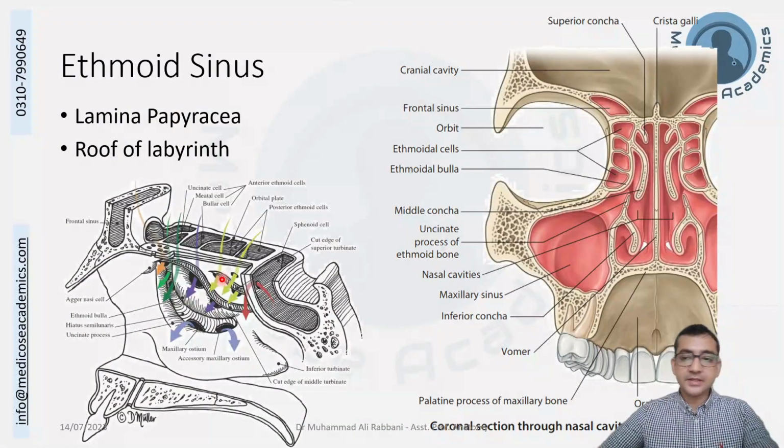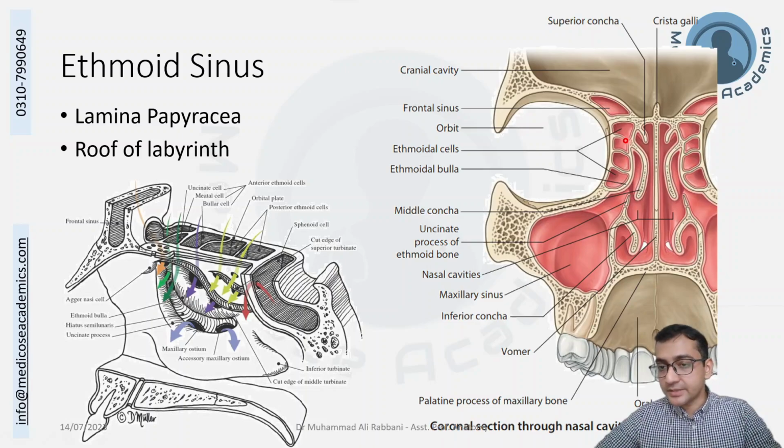Okay, next there is ethmoidal air sinuses. First, let me show you on this picture. Ethmoidal air sinuses are present in the lateral wall of the nasal cavity. This is the wall of the nasal cavity, on the lateral aspect of the nasal cavity, and on the medial aspect of the orbital cavity.